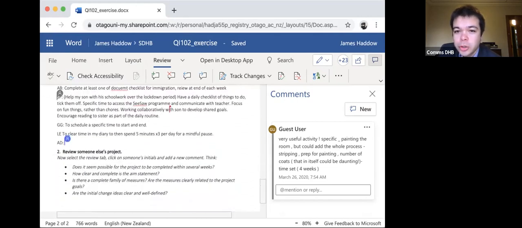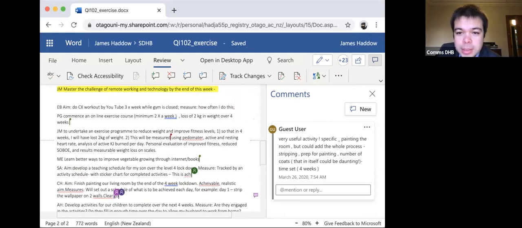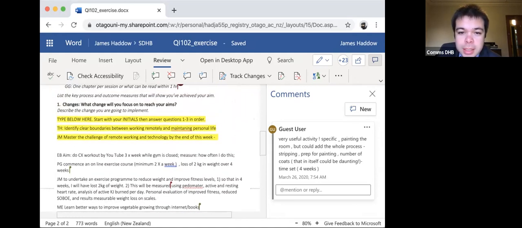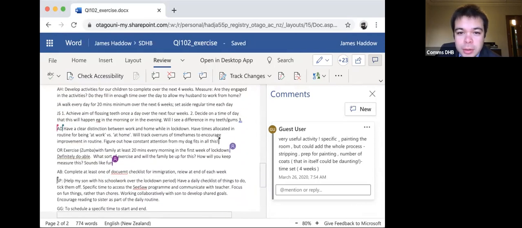So if you could work on your comments, because it'd be really good if everybody at least left one comment, because then it's likely that everybody will have a review of their idea, which is the whole point of this exercise, to understand the value of peer feedback when it comes to improvement ideas.